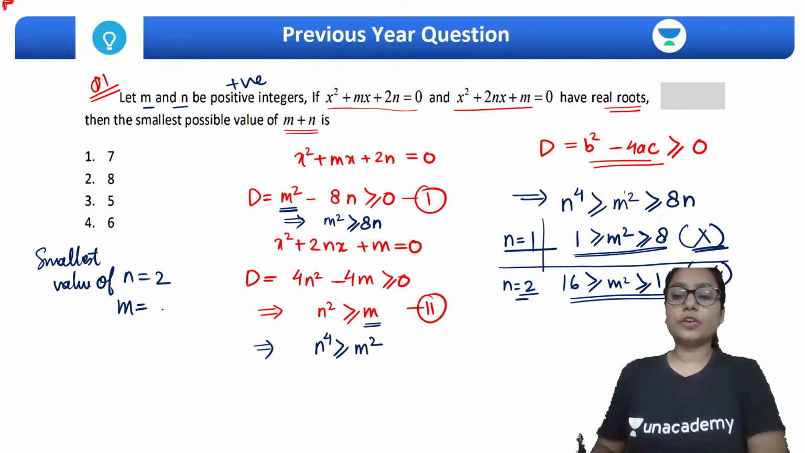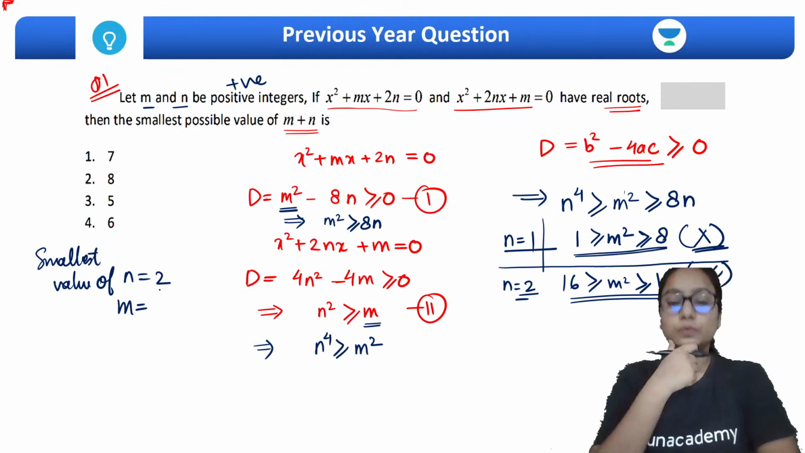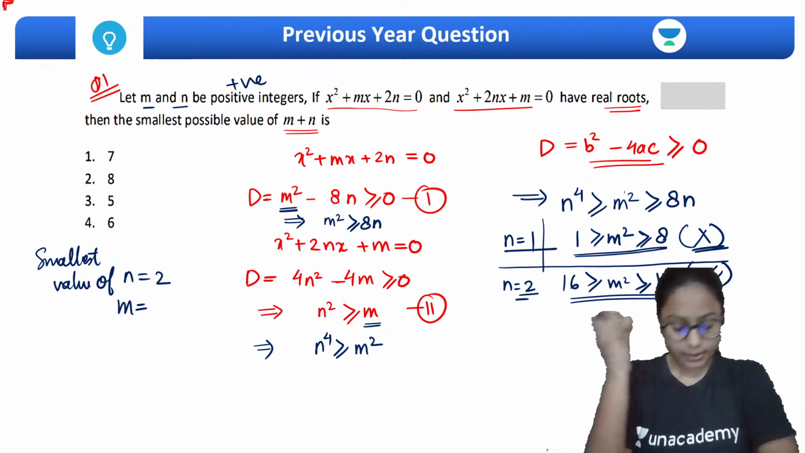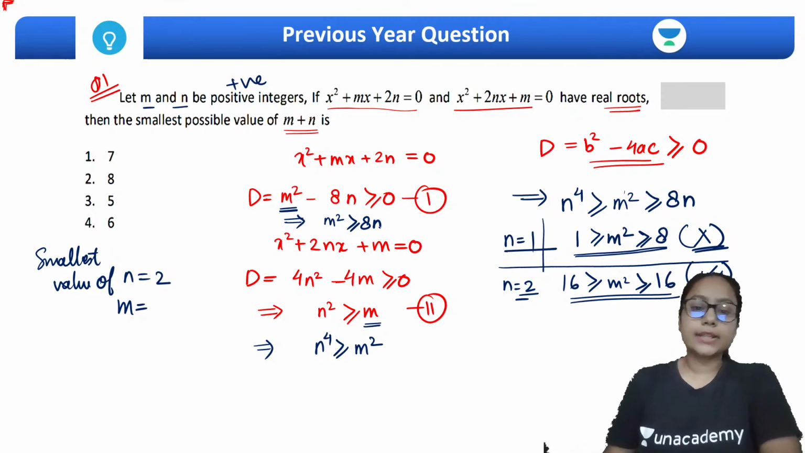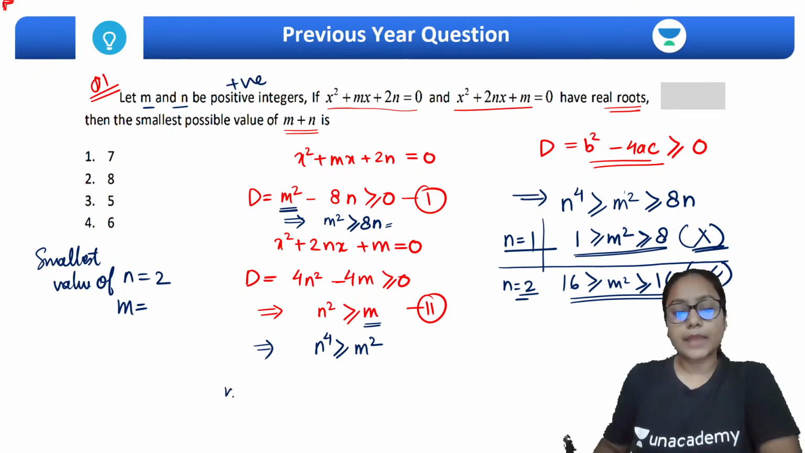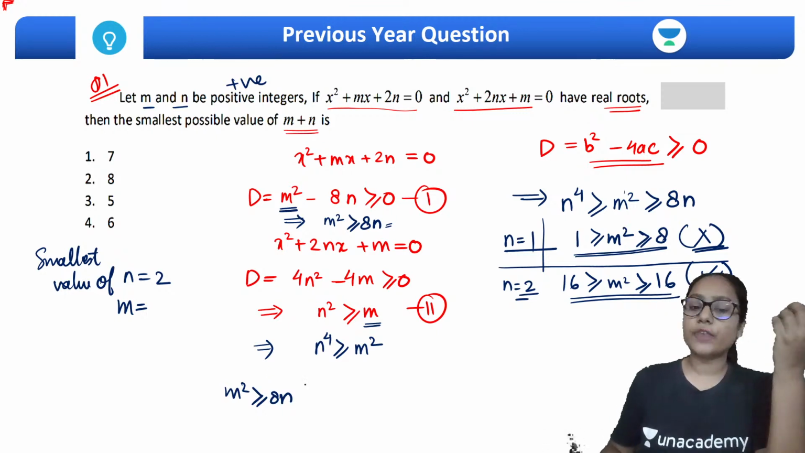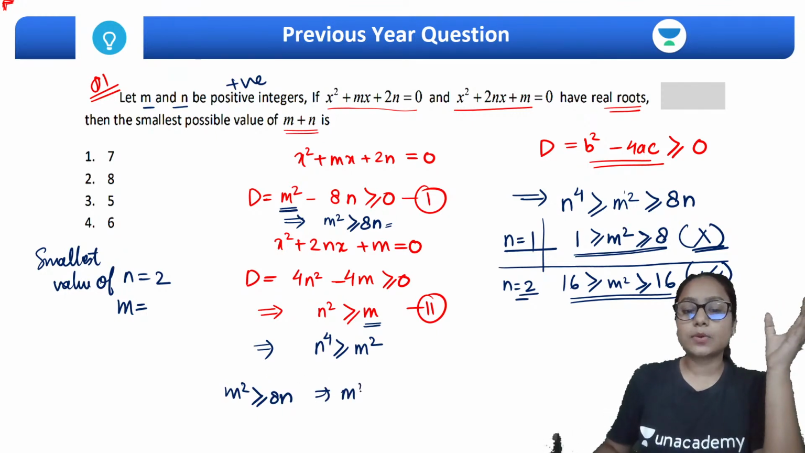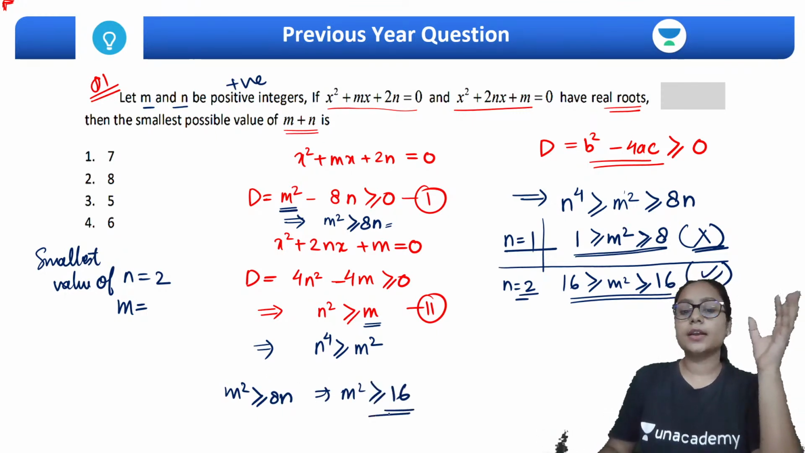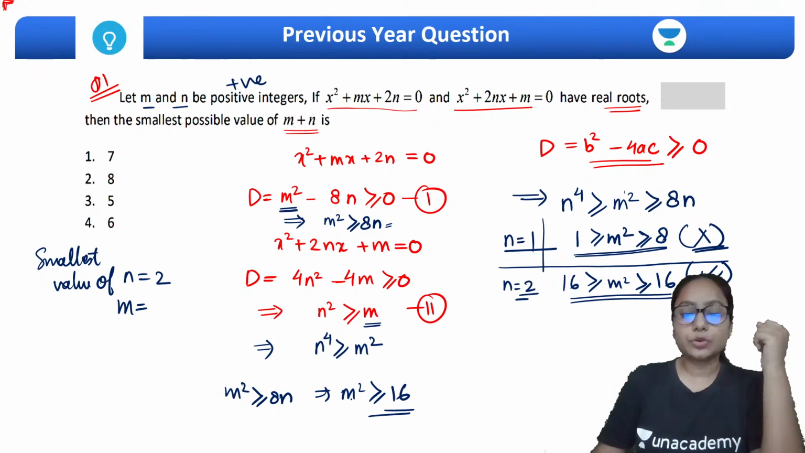Yes, what is the value of m? If n is 2, think about it. You can substitute here. From the first inequality, we know that m square is greater than 8n. And n is 2, the minimum value of n is 2. So you will get m square is greater than 16. So what is the minimum value of m that you should take?